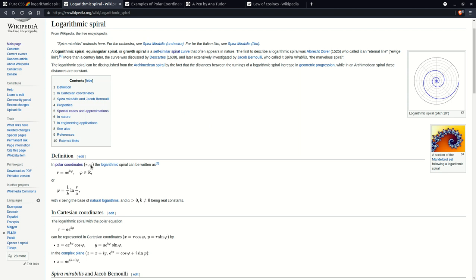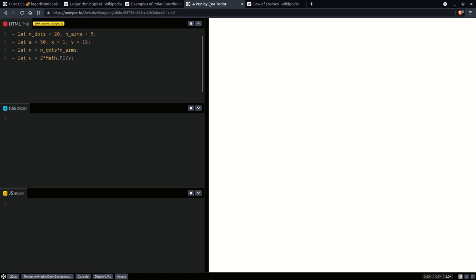So for the first one, its position angle is going to be 0 times u. For the second one, its position angle is going to be 1 times u, and so on. Okay? And knowing that, we can of course compute the radius. So yeah, we know both r and phi for each of our dots on each spiral. Okay, good.